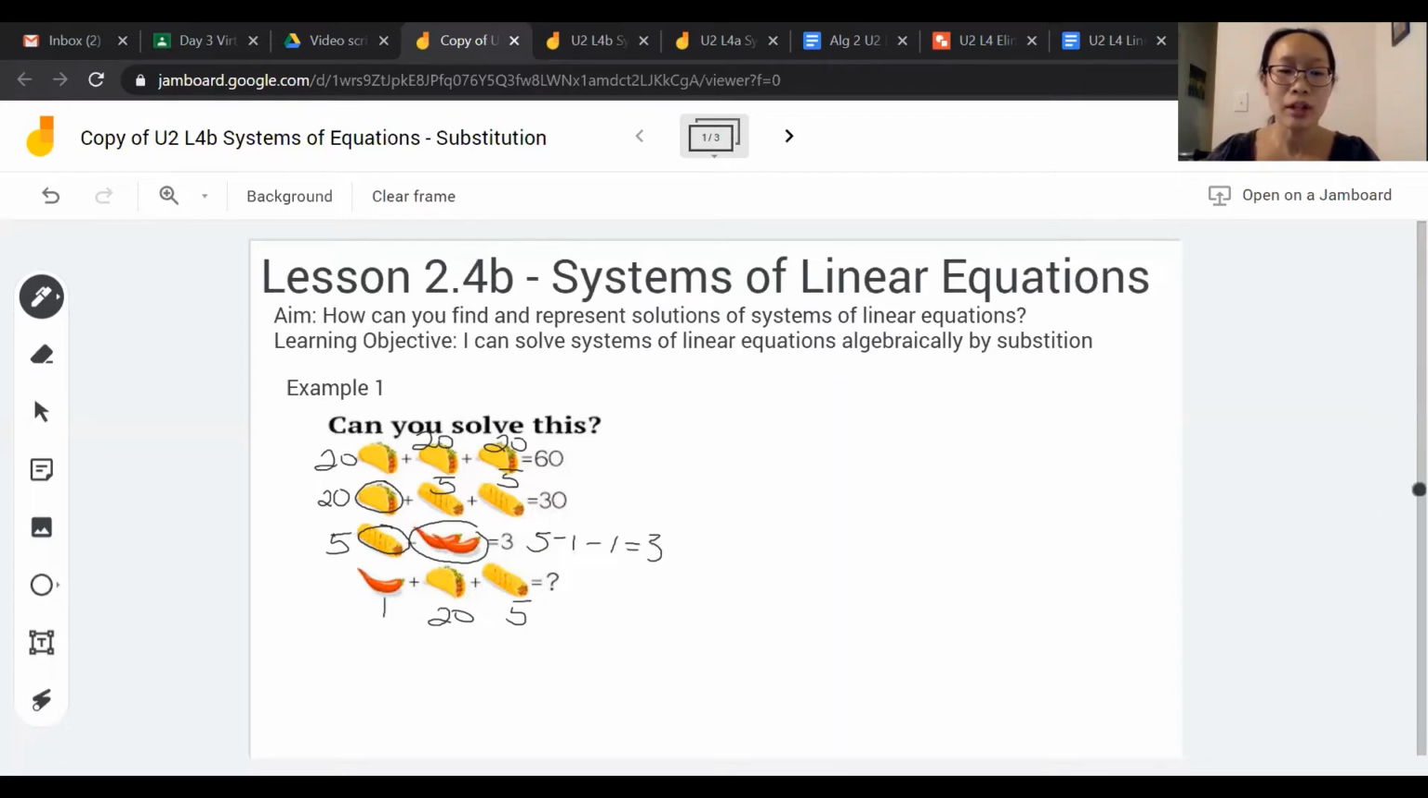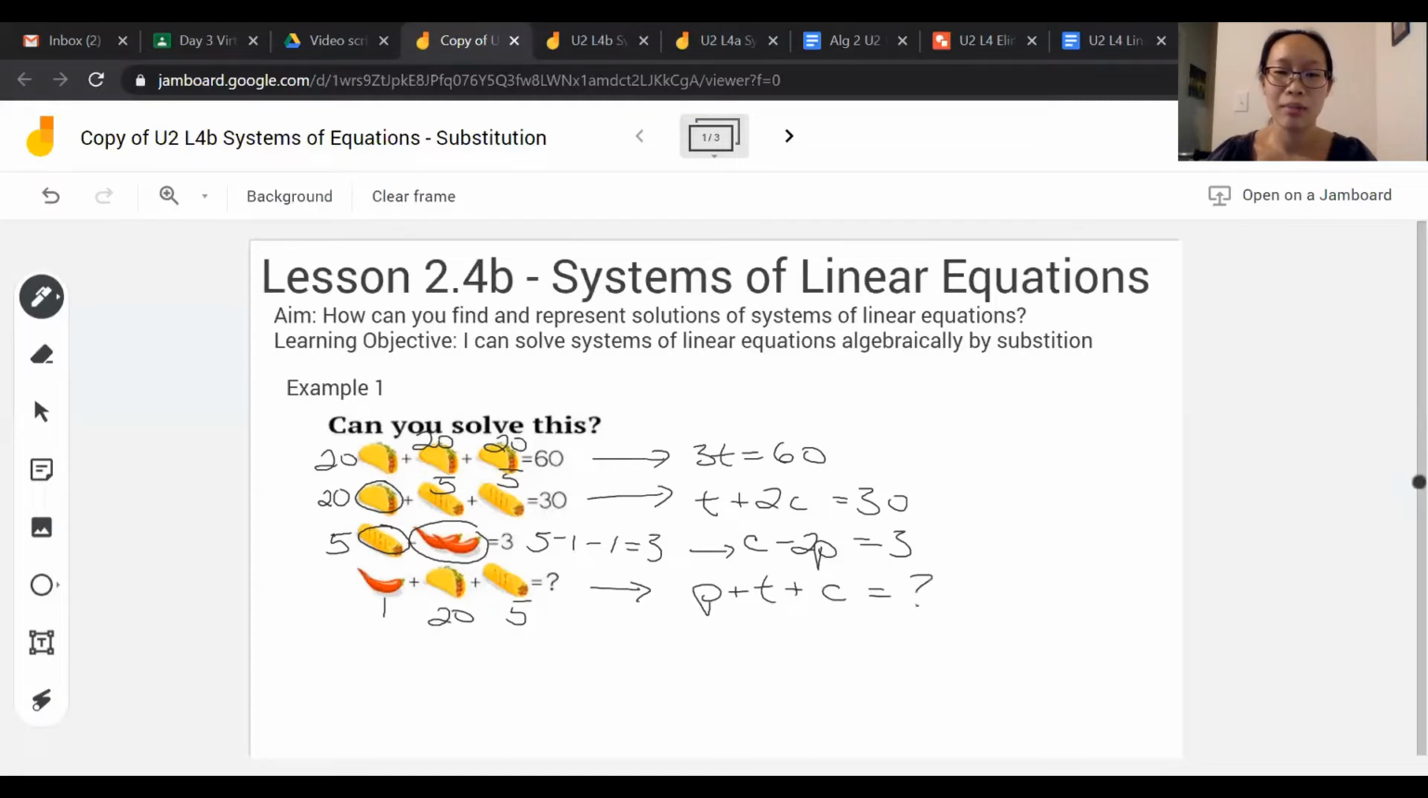So let's look at this algebraically as a system of equations. In the first line, we have 3 tacos is equal to 60. The second line, we have a taco plus 2 corn dogs is 30. The third line is a corn dog minus 2 peppers is 3. And then the last line is a pepper plus a taco plus a corn dog is some number. And so in every case, we started with what we knew, which was that a taco was 20, because we could just divide by 3.